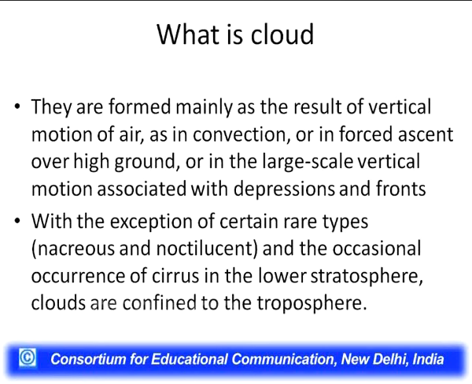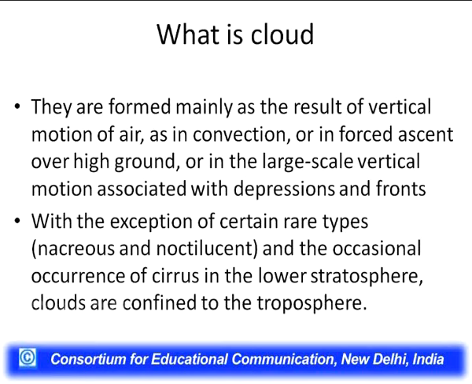With the exceptions of certain rare types like nacreous and noctilucent and the occasional occurrence of cirrus in the lower atmosphere, clouds are confined to the troposphere. I think in the earlier classes we have discussed the stratification of the atmosphere, that the atmosphere is divided into various layers starting from the troposphere, which is at the lower part, then the stratosphere, mesosphere, exosphere. But clouds generally remain in the lower level of the atmosphere, that is the troposphere, but sometimes, rarely, they can also occur in the stratosphere.